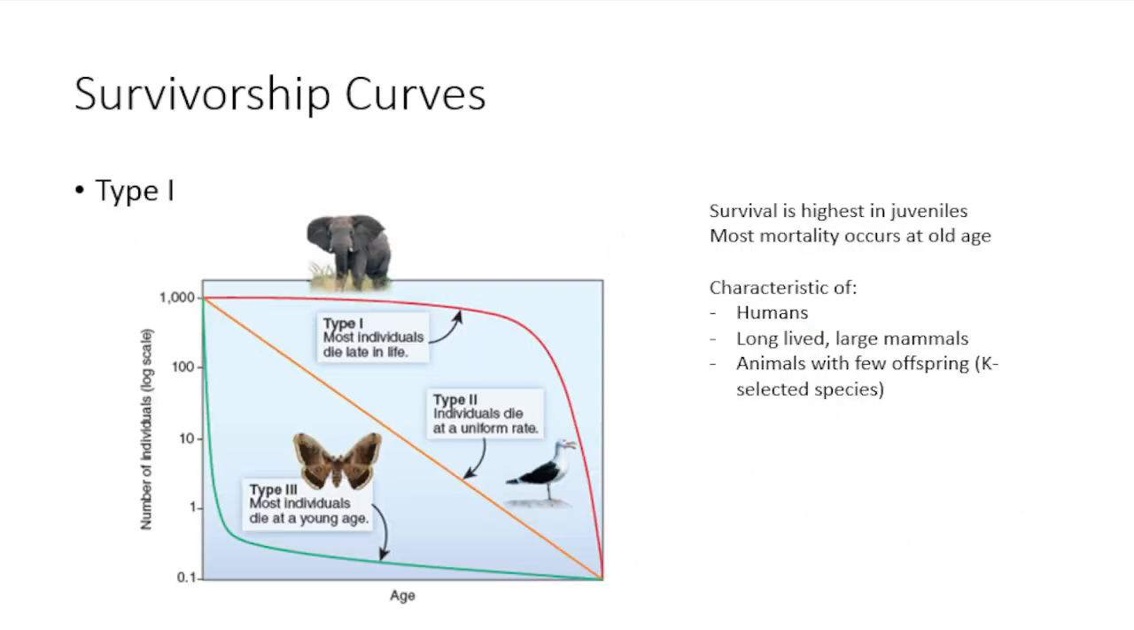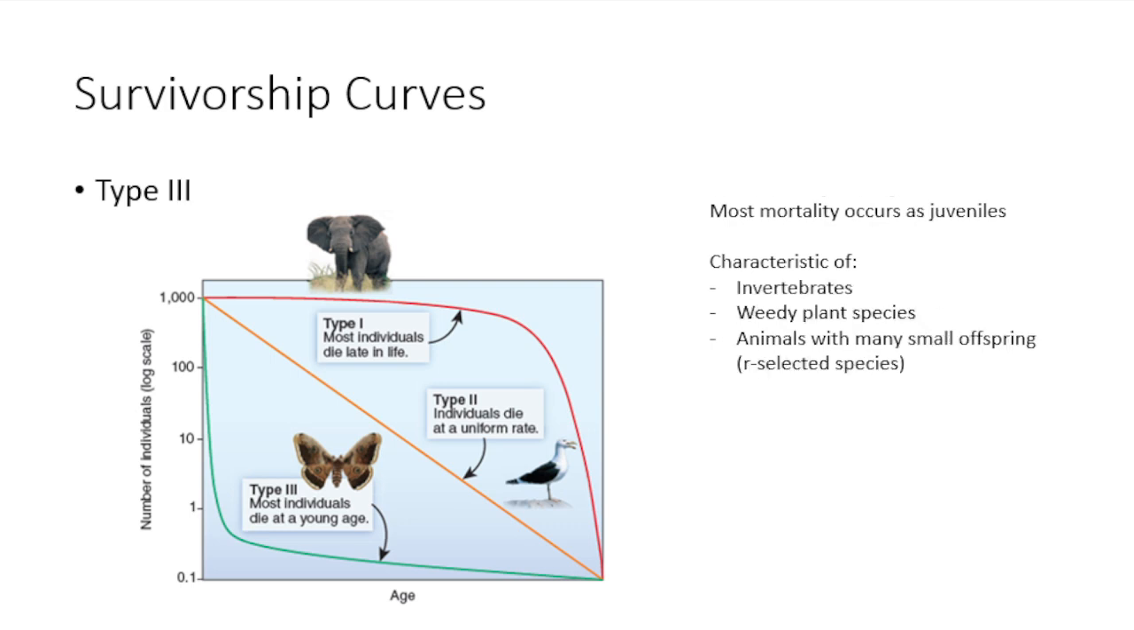We will start with the survivorship type 1 curve. The type 1 curve is the red curve you see on the slide. It has the most individuals later in life. They typically have high survivorship in their juveniles, and they're longer-lived large mammals. They have few offspring. They're called K-selected species. Animals of this type are like elephants, which only give birth to one juvenile at a time, and they live all the way to death.